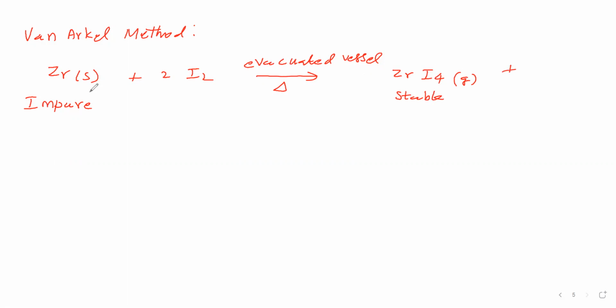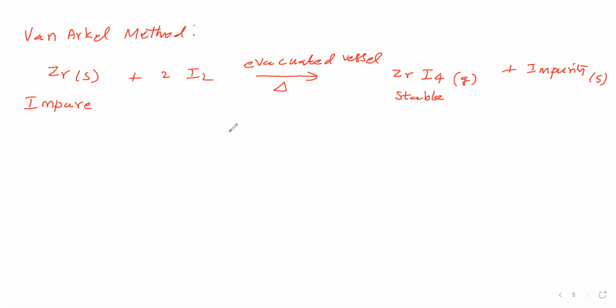In this reaction, the impurity is not reacting at all. It remains as a solid. So zirconium metal reacts with iodine and gives zirconium tetraiodide, which is stable. The impurity does not react, so we can separate them because one is a gas and the other is a solid.